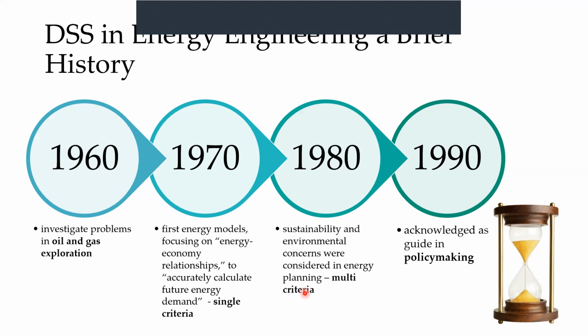So what does it mean to have a single versus multi criteria? For example, for single criteria, they just want to calculate, say, the maximum energy that can be delivered. But for multi criteria, aside from that energy, say, they also want to consider the carbon footprint, the water use, land use, etc. And in the 1990s, DSS is now considered in policy making.